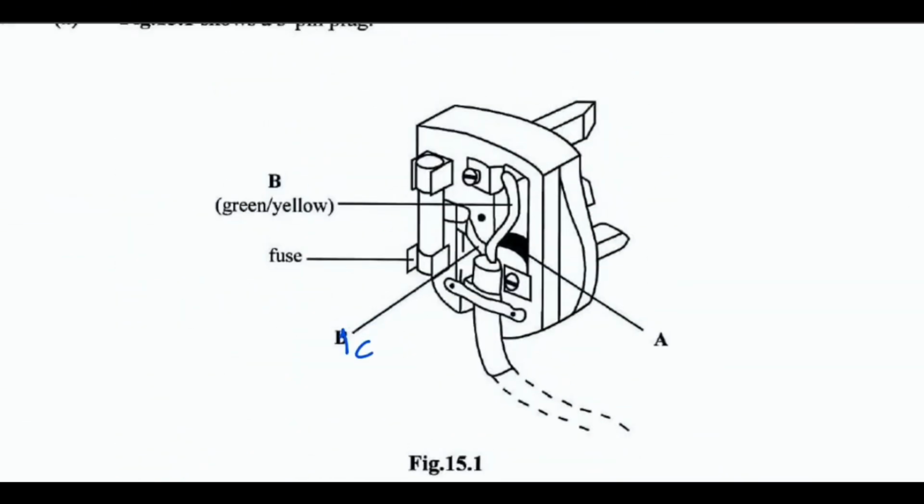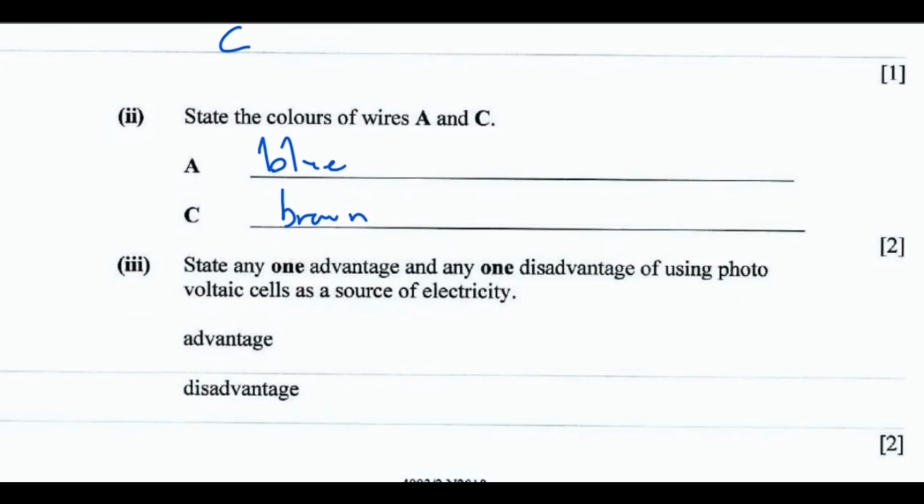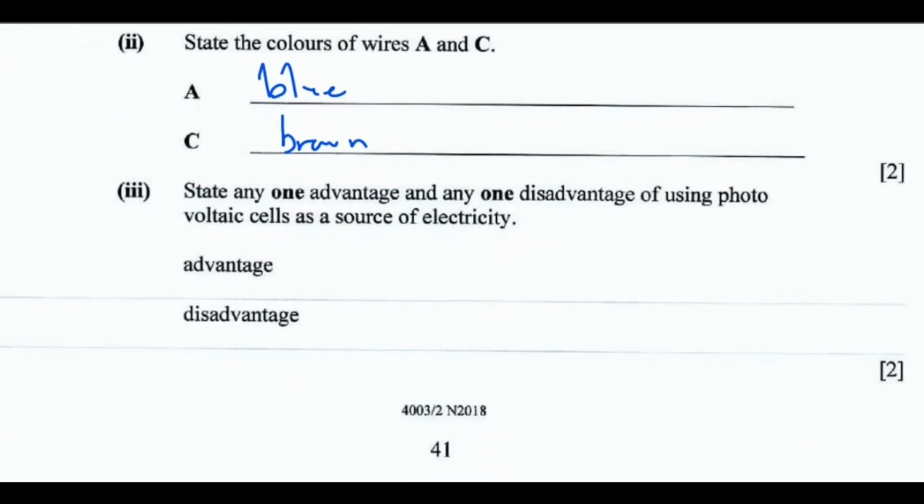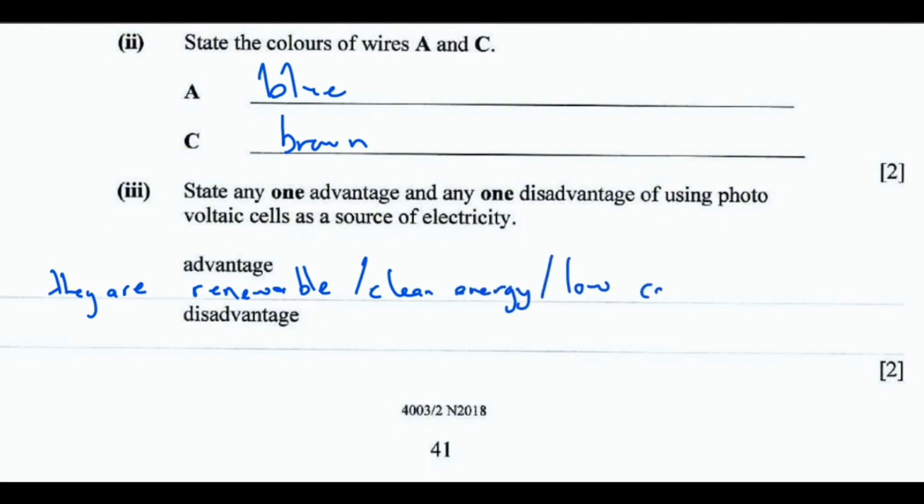State any one advantage and any one disadvantage of using photovoltaic cells as a source of electricity. The obvious advantage is that they are renewable. Okay. And also that the energy is clean energy. It is a clean energy source because it does not produce pollution, and there is a relatively low cost attached to it. However, the disadvantage is that they produce low voltage.